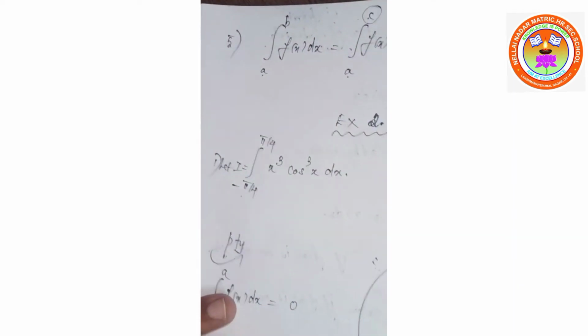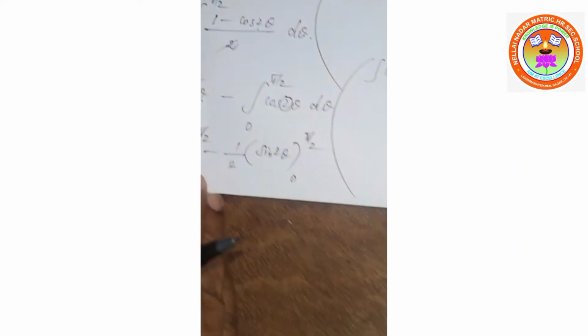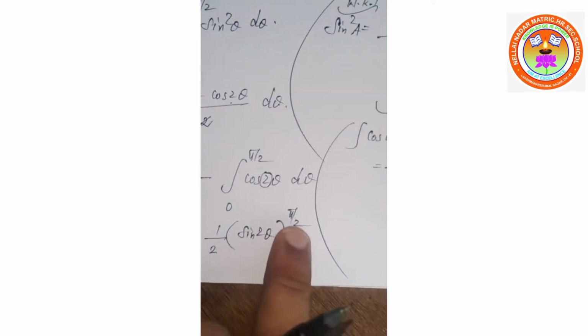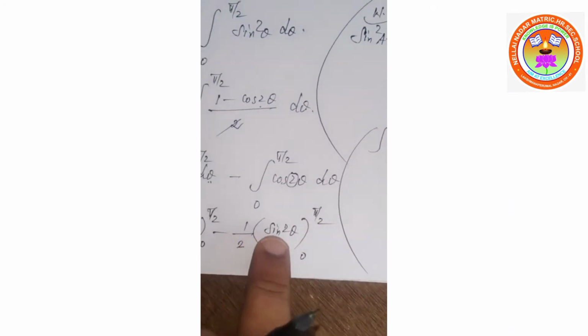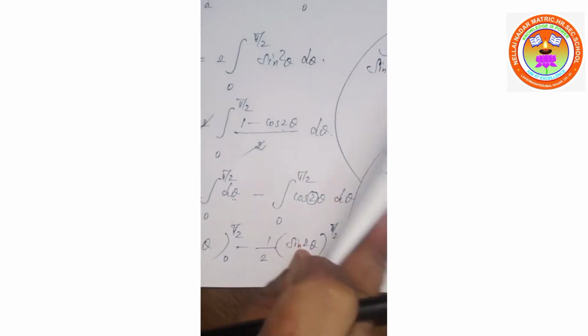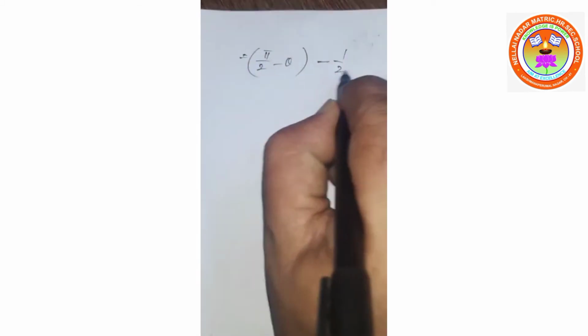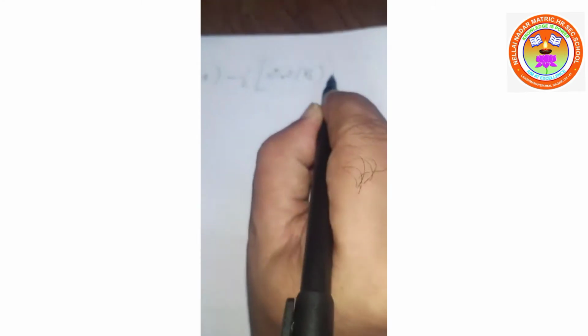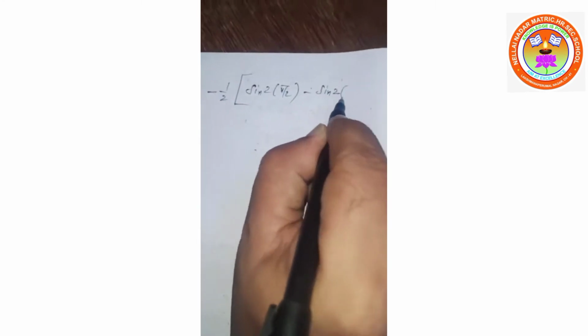Minus 1 by 2, as it is. Here you have to apply the upper limit, then the lower limit. What is the upper limit? Pi by 2. So sin 2 into pi by 2. First write half sin 2 into pi by 2 minus sin 2 into the lower limit.